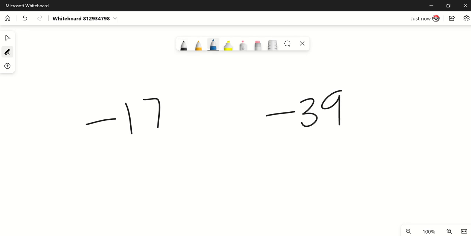I have negative 17 and negative 39. Negative 17 is closer to 0. You're going to look at which number is closer to 0. Is it 17 or 39? Negative 17 is greater than negative 39 in this case.